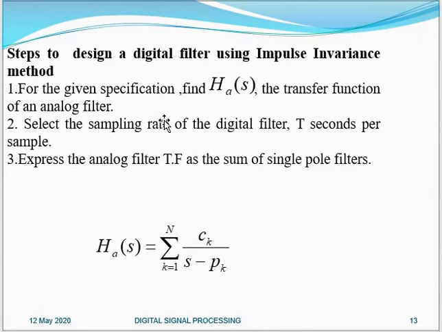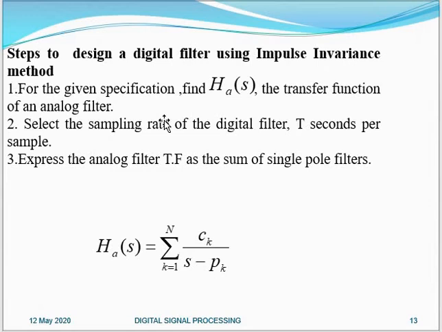Select the sampling rate of the digital filter, that capital T, because that is a very vital thing, you have to multiply that T. Number 3. Express the analog filter transfer function as the sum of single pole filters. Now the transfer function of the analog filter should be given in such a way that the denominator has multiple terms of poles, that is (s minus p1) into (s minus p2), in this way, so that we can clarify the poles.